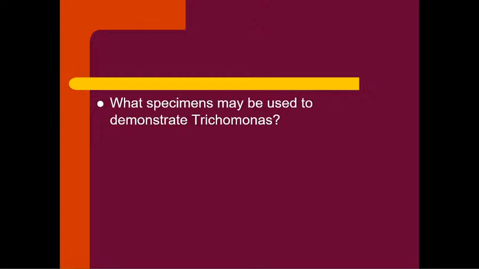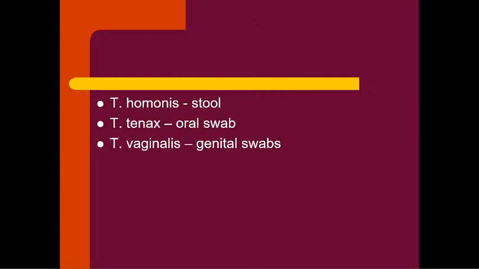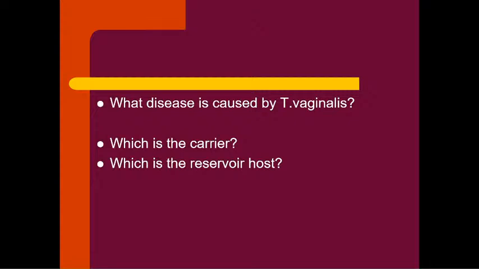Now, what specimens may be used to demonstrate Trichomonas? We've answered that already, sorry. Let's move on to the disease caused by Trichomonas vaginalis. Obviously, I guess you guys have already remembered the ping pong disease. And usually it has something to do with the carrier and the reservoir host. For the carrier, it's usually the males. They don't have any form of symptomology, or if they do, it usually is mild. It's usually a mild form of symptom that nobody would expect is actually Trichomonas vaginalis.